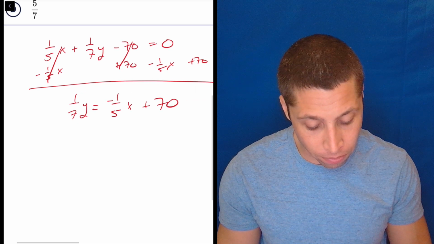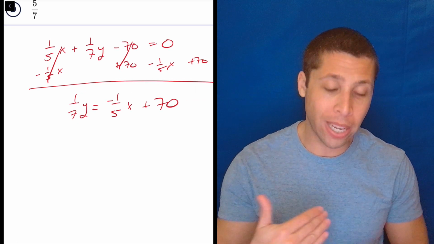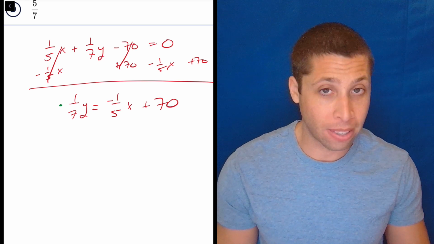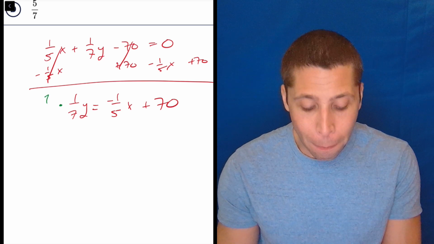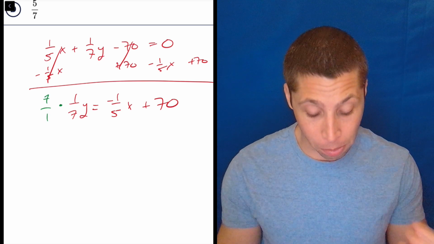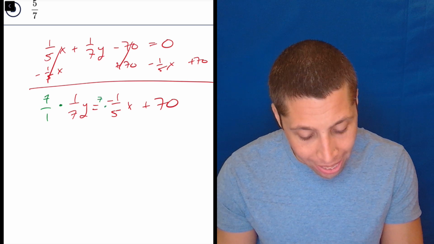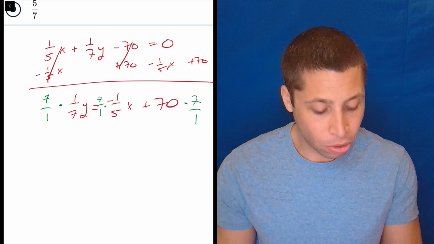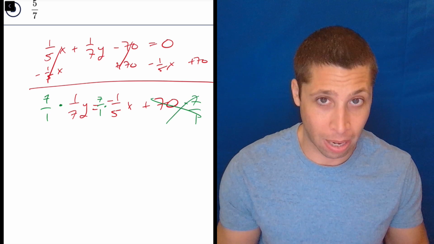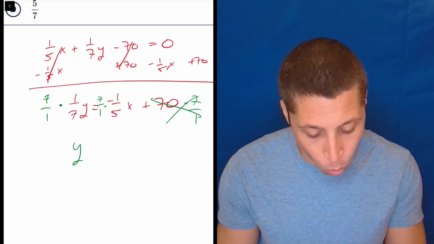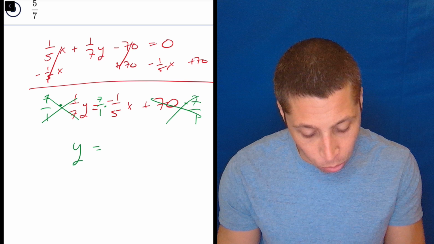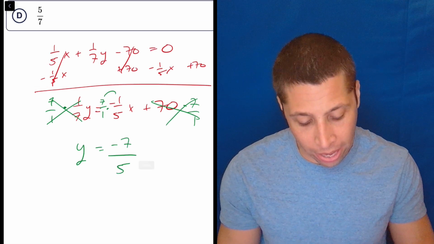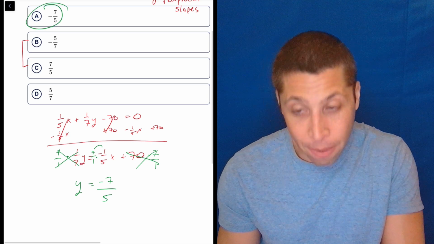So we've got a -1/5. Now we need to get rid of the 1/7. Y has to be totally alone. So don't divide by 1/7. That's a stupid way of getting rid of fractions. Multiply by the reciprocal. Multiply by 7/1. So we're going to do that technically to both parts of this equation. But don't waste your time here. I don't care about the y-intercept. I care about the slope. So now y is equal to 7 times -1 is -7, 1 times 5 is 5. So -7/5. That is choice A.